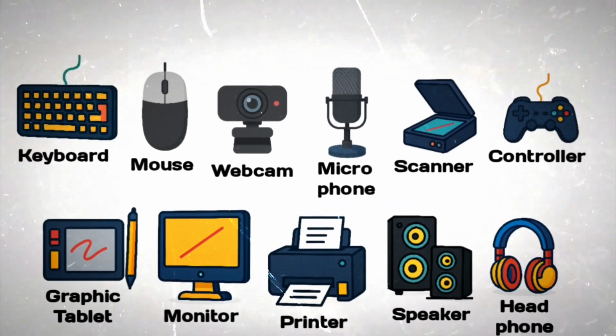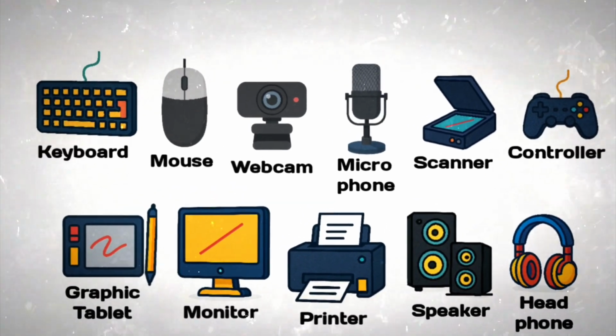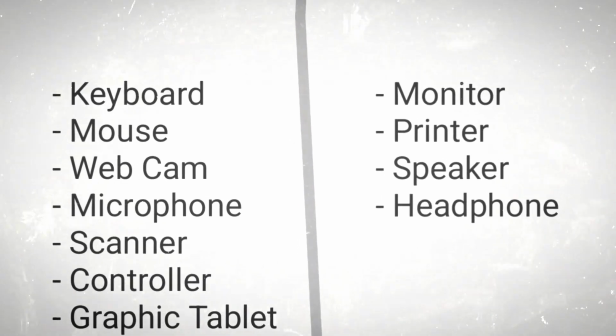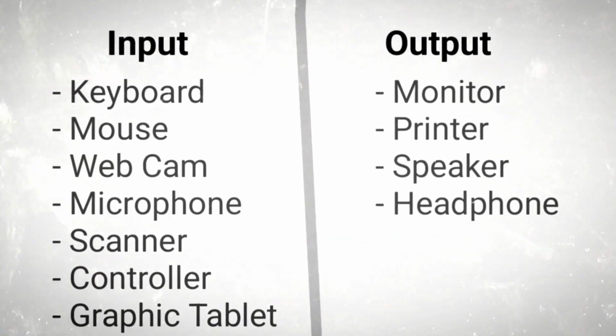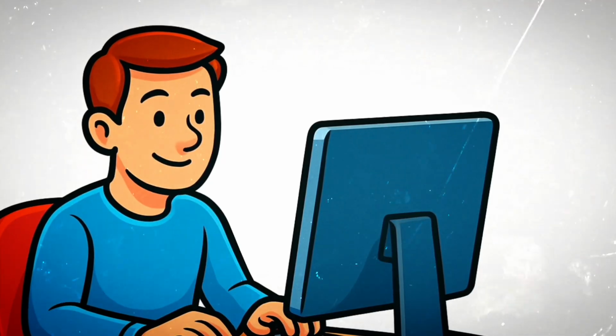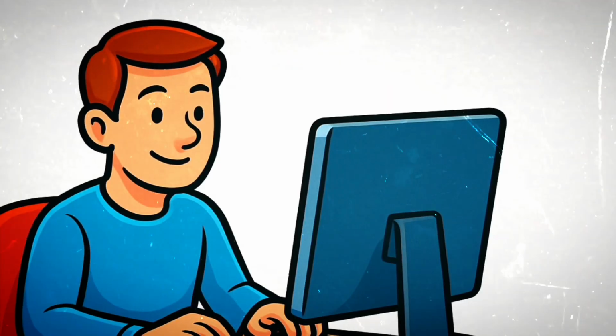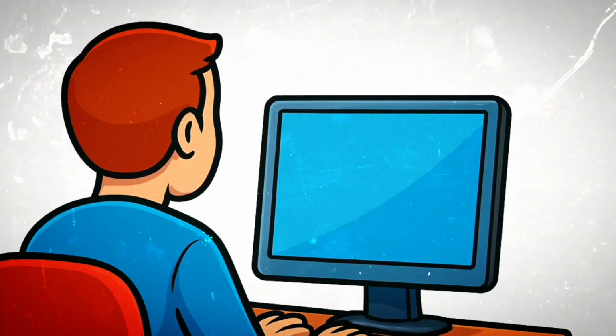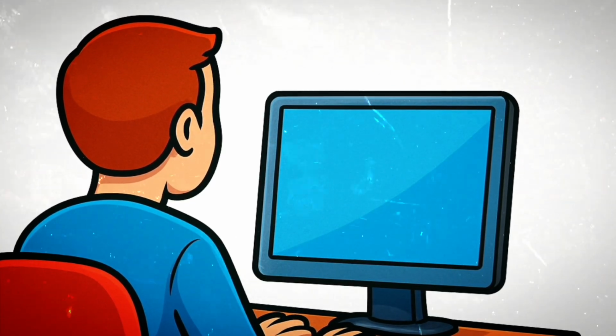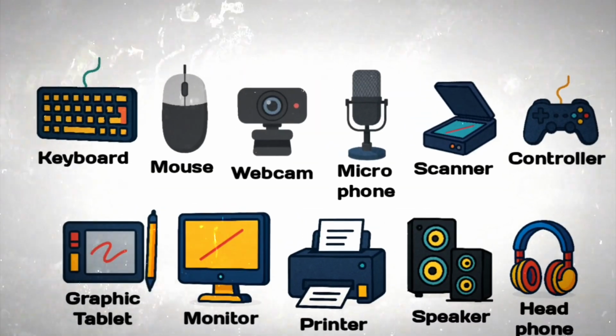These are the 11 external components and accessories of a computer. They are usually divided into two main types, input and output devices. To put it simply, input devices let you send information to the computer, and output devices let the computer send information back to you. Let's go through each one step by step.